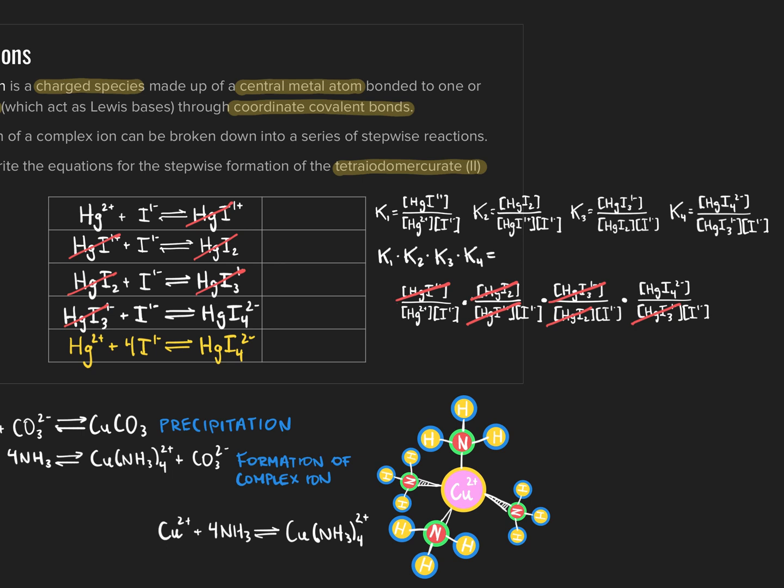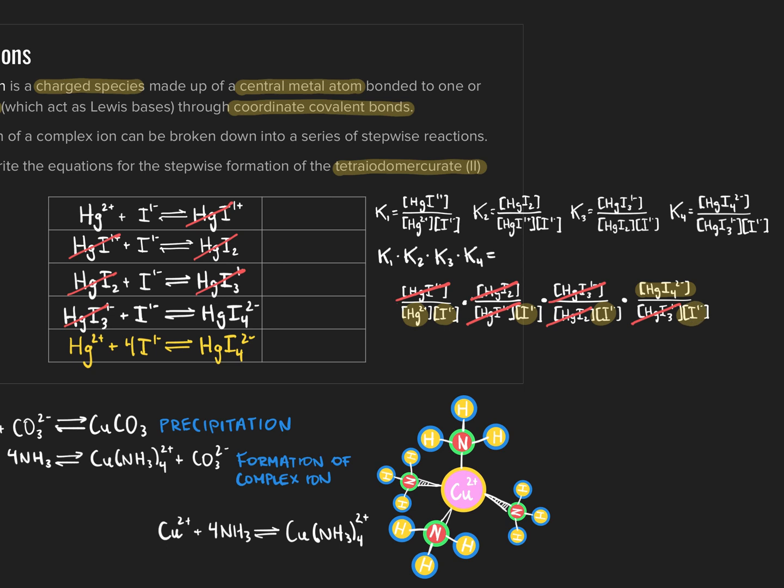So now, having canceled out all of those intermediate species that show up both in the numerator and the denominator, the product of K1 times K2 times K3 times K4 ends up being here. In my numerator, I have the concentration of HgI4, 2 negative, divided by, in my denominator, I've got that mercury 2 ion, Hg2 positive, times the concentration of that iodide ion, which you'll notice here is going to be now raised to the 4th power.